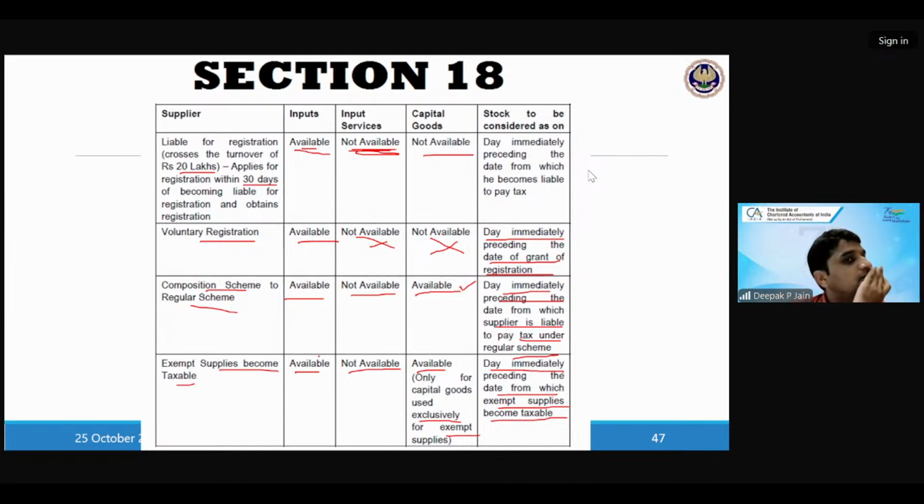I will share the notes over the class. Don't worry. For capital goods input already registration is compulsory. What is your question, Pooja? Didn't understand.